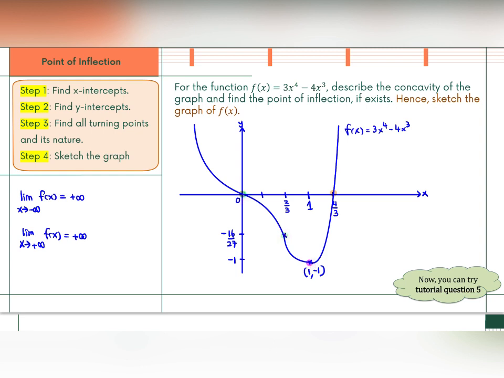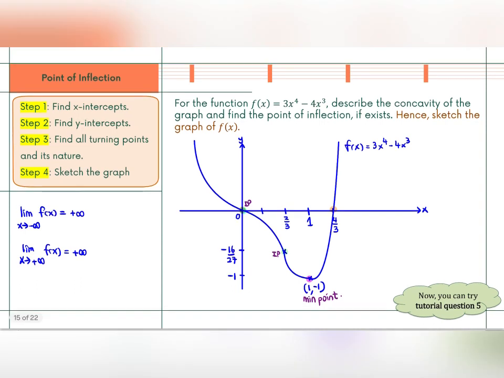Okay, so let's label kat sini. Ini adalah our inflection point juga. This one is also our inflection point. Ini adalah inflection point yang overlap dengan X-intercept dan juga Y-intercept. So this is our minimum point. Okay. So that's all untuk our sketching graph menggunakan maximum, minimum and inflection points.